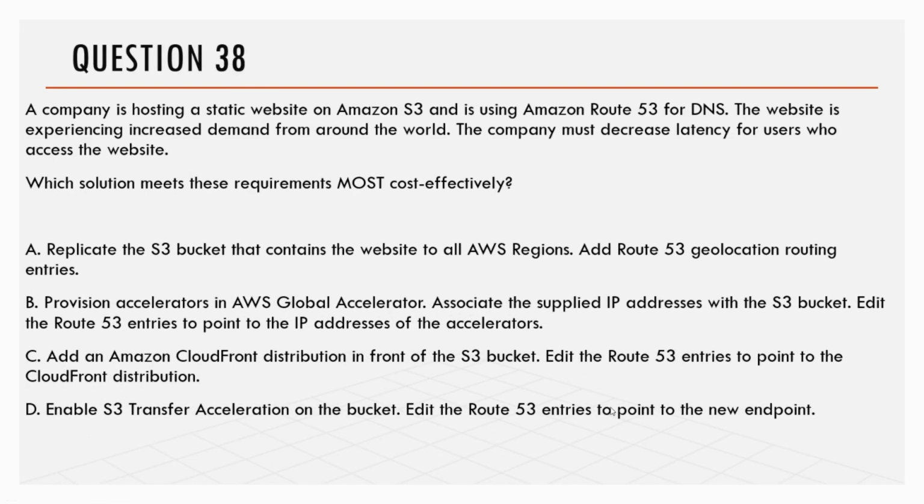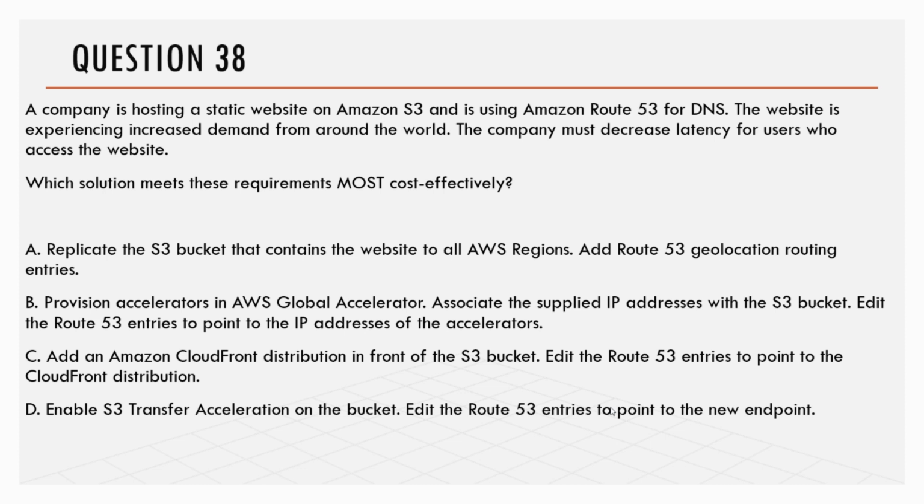A company is hosting a static website on Amazon S3 and is using Amazon Route 53 for DNS. The website is experiencing increased demand from around the world. The company must decrease latency for users who access the website. Which solution meets these requirements most cost effectively? So the options are: A, replicate the S3 bucket that contains the website to all AWS regions, add Route 53 geolocation routing entries. Option B, provision accelerators in AWS Global Accelerator. Associate the supplied IP addresses with the S3 bucket. Edit the Route 53 entries to point to the IP addresses of the accelerators.